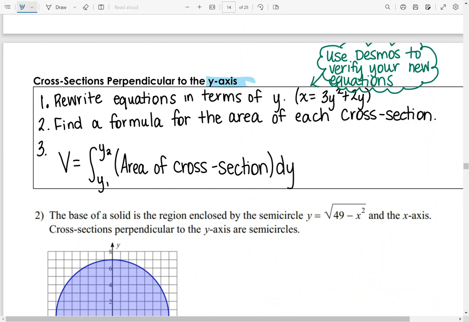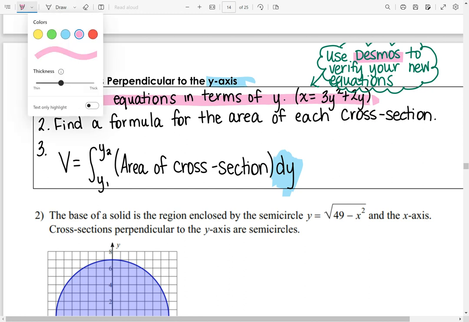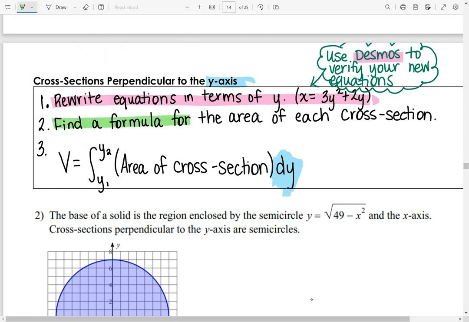This time, since our cross sections are going to be perpendicular to the y-axis, we will need to integrate with respect to y. And in order to do that, we're going to need to change up our functions. So the first thing we're going to need to do is rewrite our equations in terms of y. And what I like to do when I do this is I like to use Desmos to check to make sure that the new equation that I wrote is the same as the old equation. After we do that, we are going to find a formula for the area of our cross section, just like we did last class. And then finally, once we figure all that, we'll be able to substitute that into our integral, integrate the formula for the area of the cross section with respect to y.